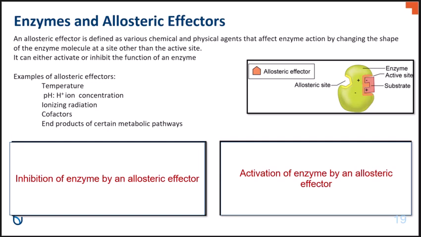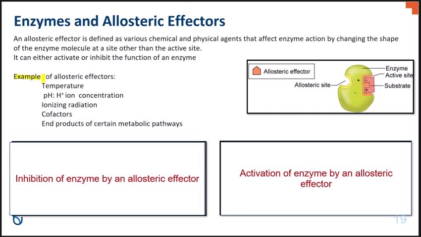Okay, we're almost through. Enzymes can sometimes be influenced by what's called an allosteric effector, something that is physical or chemical that can affect the enzyme. So it can activate an enzyme, it can inhibit an enzyme, but ultimately what this allosteric effector does is it's going to be changing the shape of the enzyme molecule, which changes its active site. And we'll see what that looks like.